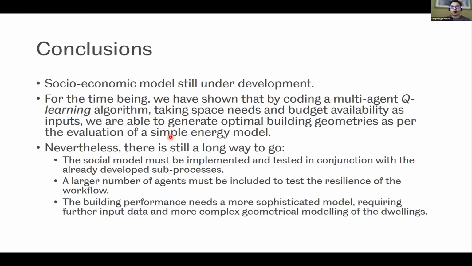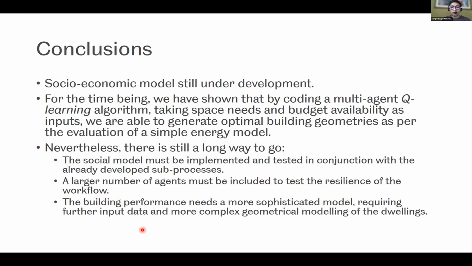So here are the conclusions. The socioeconomic model still needs to be developed, but we have shown that the interaction between the other models is working as it should. But of course, we have to implement the social model, put a larger number of agents to simulate the whole neighborhood.